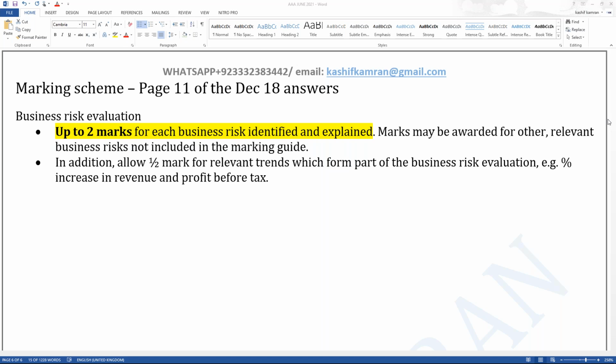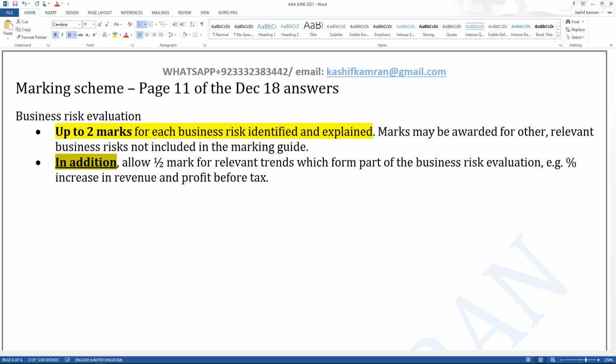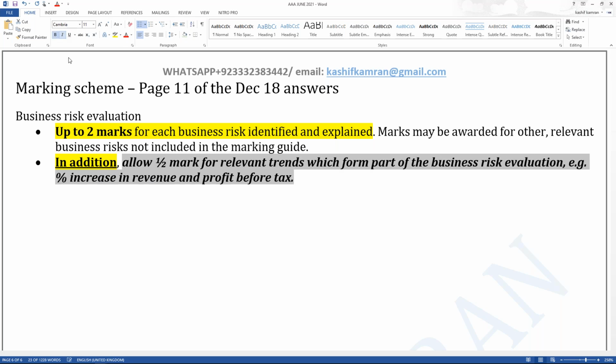I'll be illustrating that. Next, can you see this word, in addition? What does in addition mean? Extra. In addition means something extra. In addition, allow half a mark for the relevant trend which forms part of the business risk evaluation. Example, a percentage increase in revenue and a profit before tax. In addition, allow half a mark for a relevant trend which forms part of your answer, not isolated.